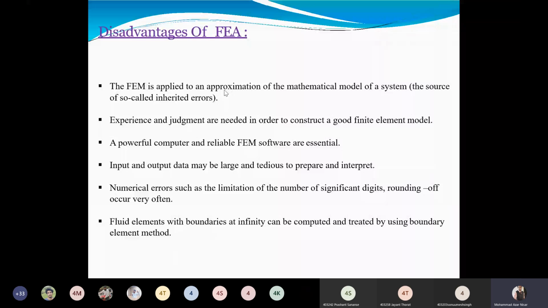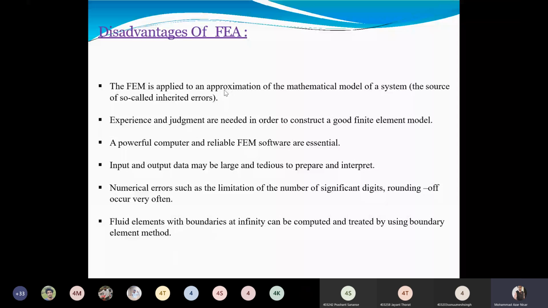Then experience and judgment are needed to construct a good finite element model, so it requires expertise. And FEM is reliant on the software, so you have to purchase the software for commercial purposes. It is very essential to perform that analysis. Input and output data may be large and tedious to prepare and interpret. Also, all data should be accurate, so that the output results we get will be much closer to the exact solution.